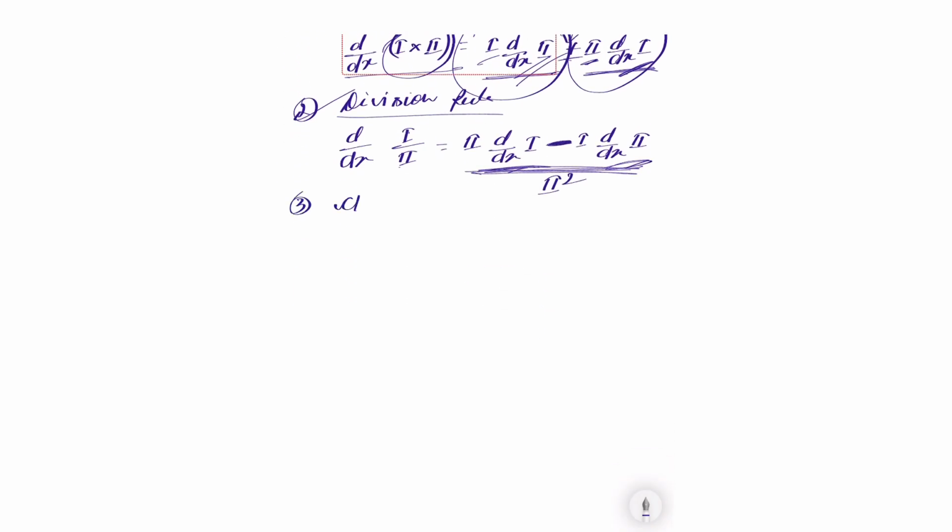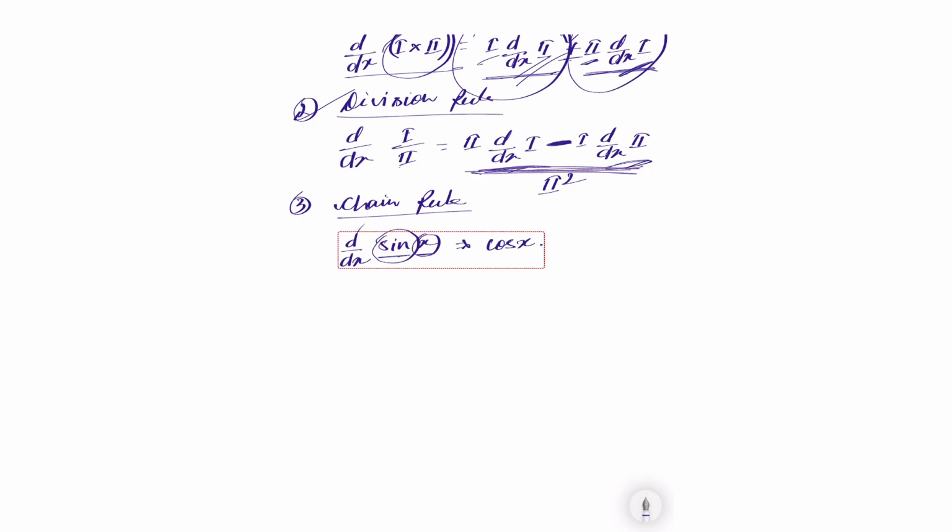The third one is the chain rule. In the chain rule, we will get different gates. Suppose d/dx of sin x is there, right? If you look properly, sine with angle x is given. So sine is the first gate, angle is the second gate. How to solve? Already learnt. d/dx of sin x will be cos x.